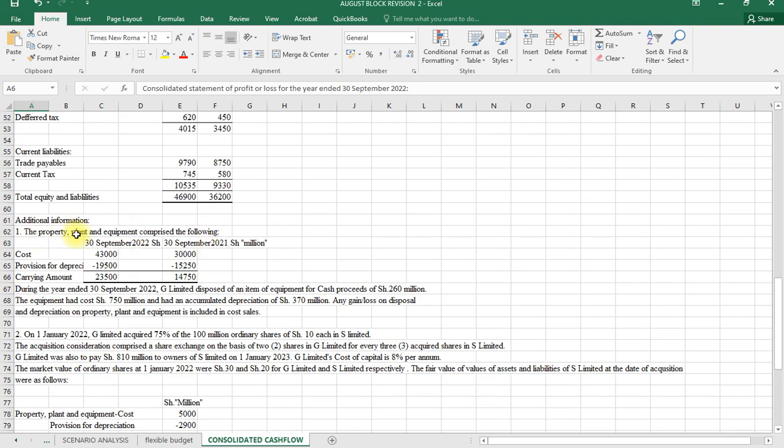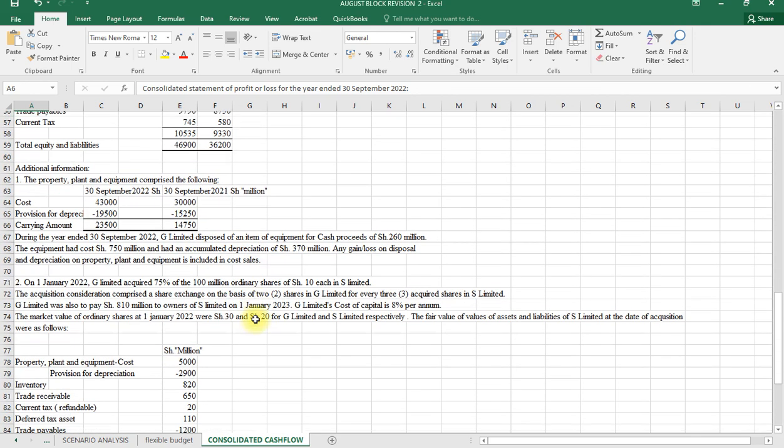Additionally, the property, plant and equipment comprise the following as of 30 September 2021 and 2022: the cost, the provision for depreciation and the carrying amount. During the year ended September 2022, G Limited disposed of an item of equipment for cash proceeds of 260. The equipment had cost 750 and had accumulated depreciation of 370. Any gain or loss on disposal and depreciation on property, plant and equipment is included in cost of sales.